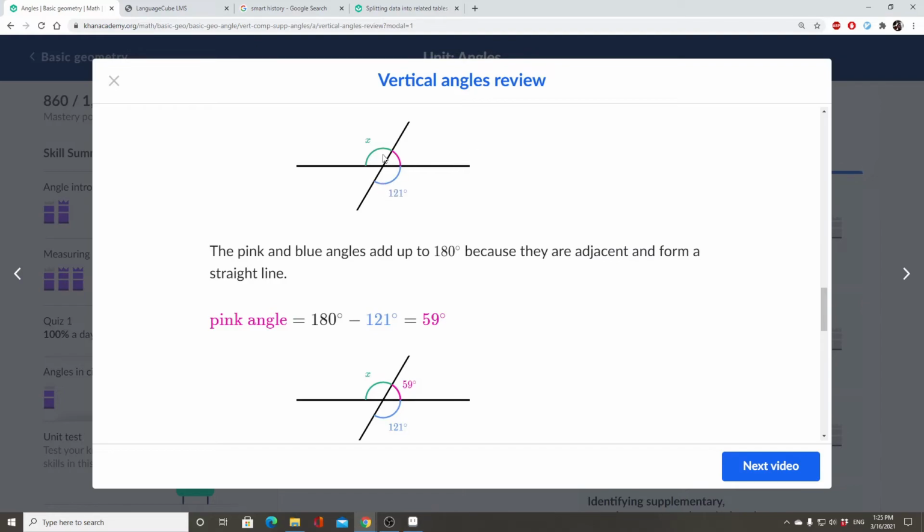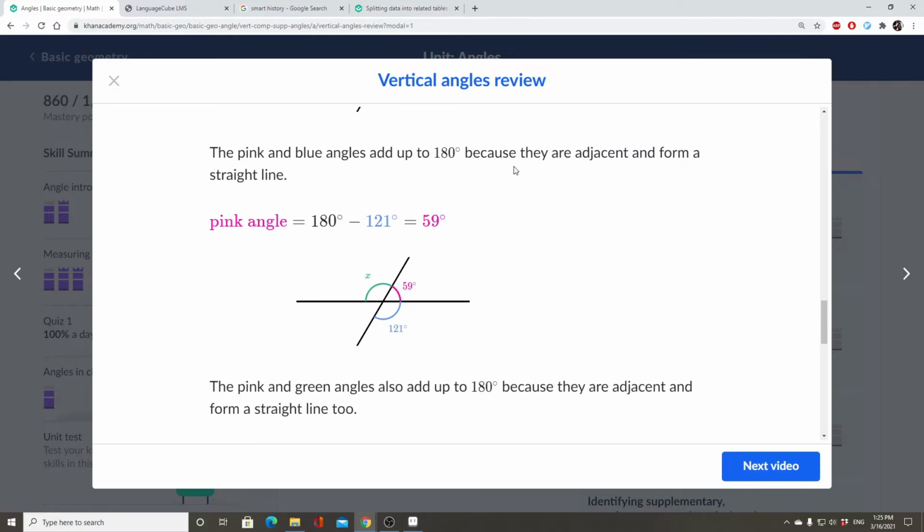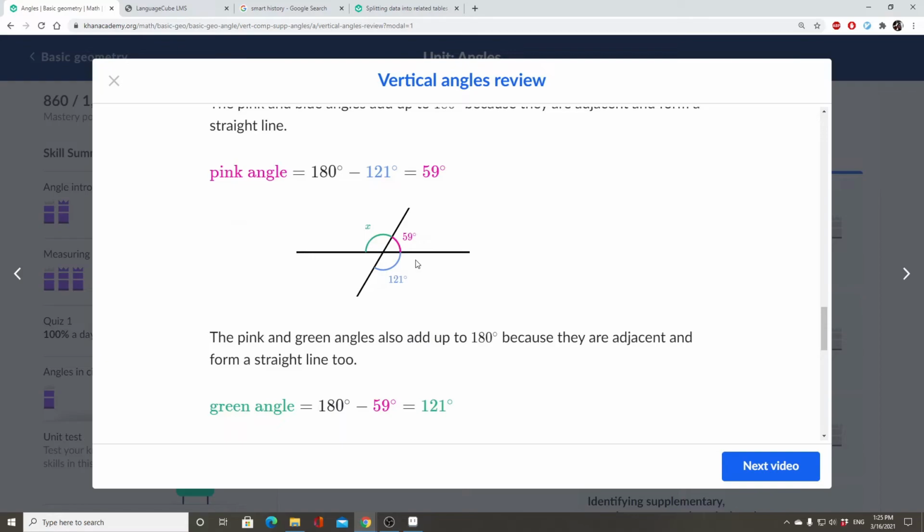Neat. The pink and blue angles add up to 180. Well, I guess and the turquoise one, or green, because they are adjacent and form a straight line. So the pink angle minus the blue angle is 59 degrees. Okay, so that's 59.